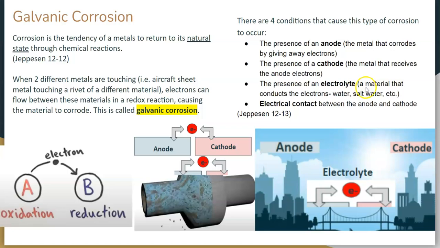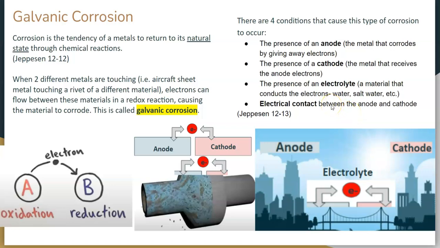An electrolyte is a material that conducts electrons, things like water or salt water. Maybe you think of Gatorade when you think of electrolytes, probably because there's a lot of water and a lot of salt in Gatorade, hence why there's an electrolyte. And then there's got to be electrical contact between the anode and the cathode, or in other words, the surfaces have to be touching in some way.